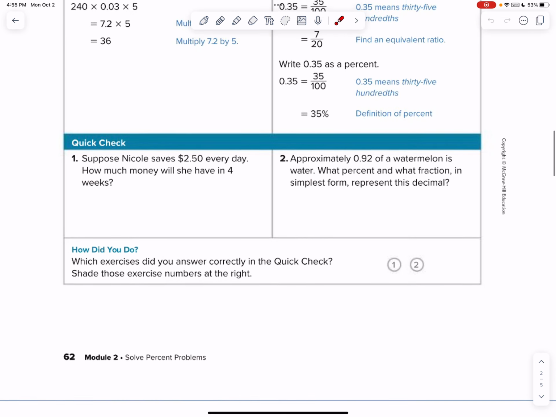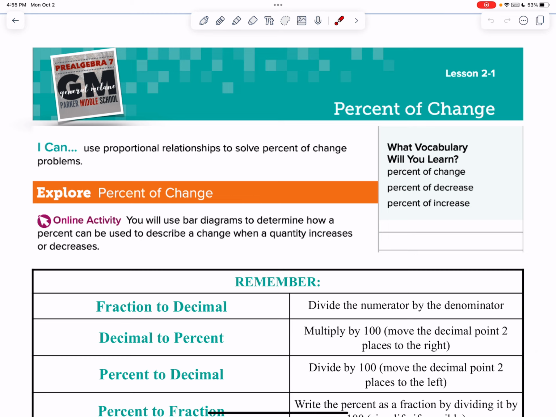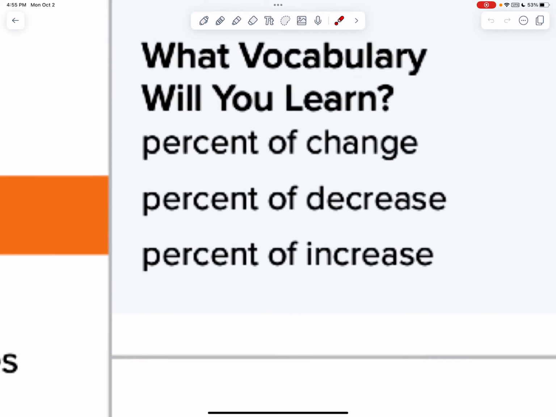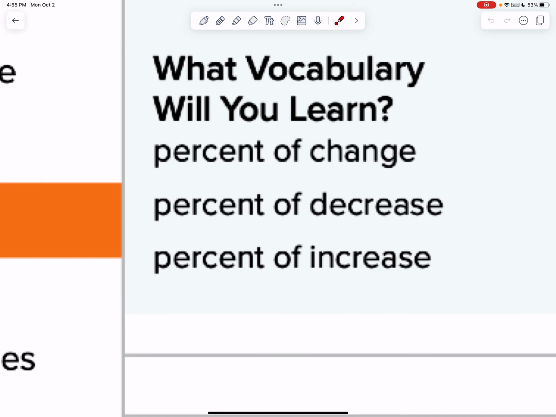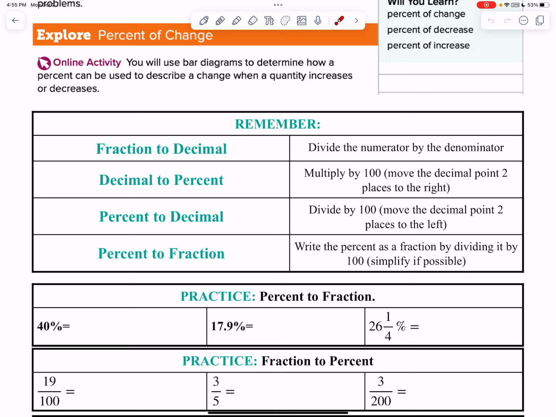We're going to go ahead and skip through that part and head right to lesson 2-1. Okay. Your vocabulary today, we're going to be learning about percent of change in regard to decrease and increase. Before we do, let's talk about some reminders here. To move from a fraction to a decimal, remember a fraction is just division, and so we would divide the numerator by the denominator. A decimal to percent, though, when we have a decimal, we're going to multiply by 100, or the trick is move the decimal point 2 places to the right.